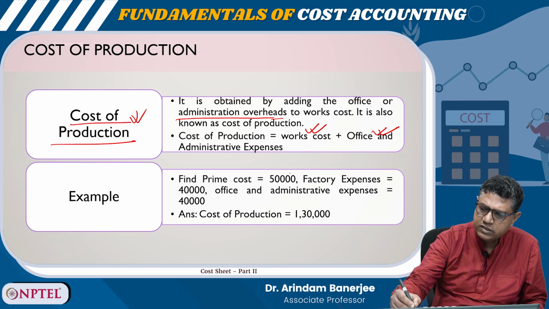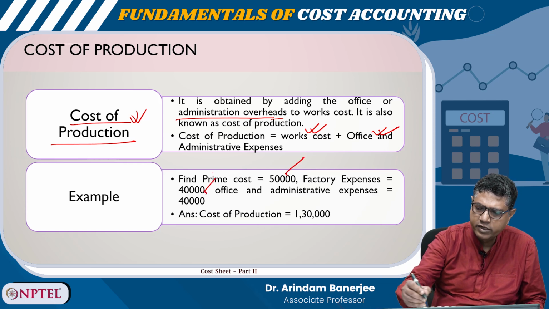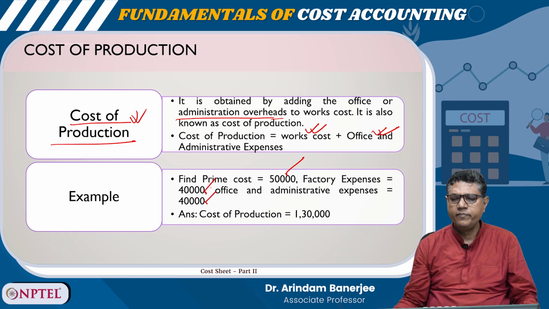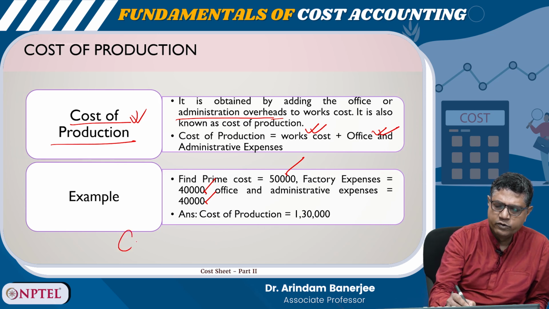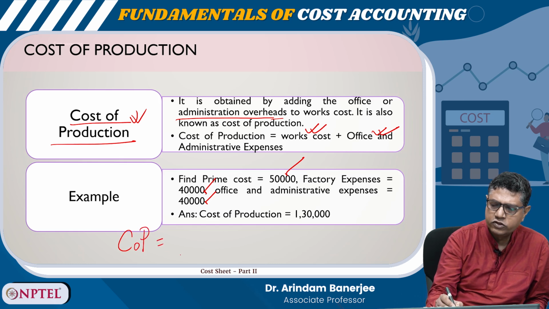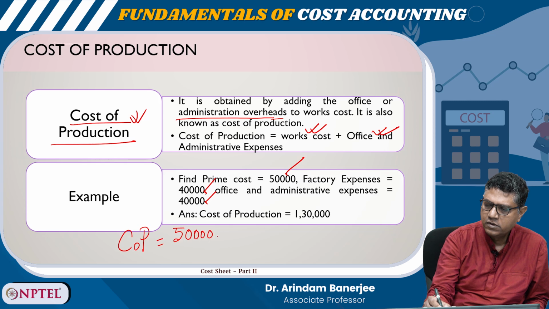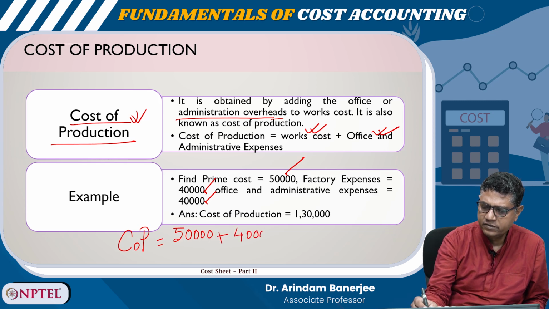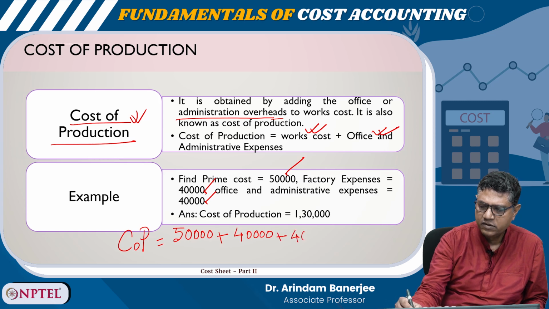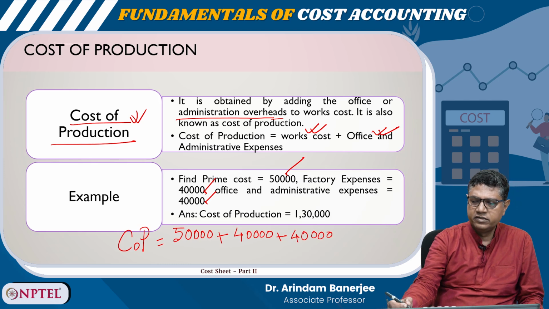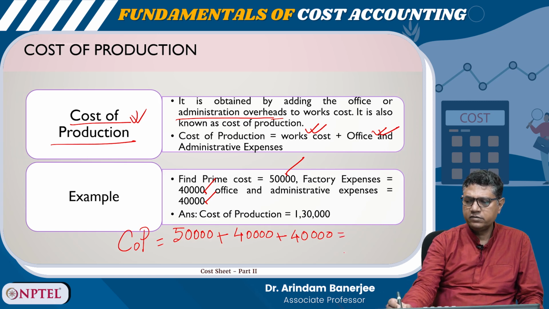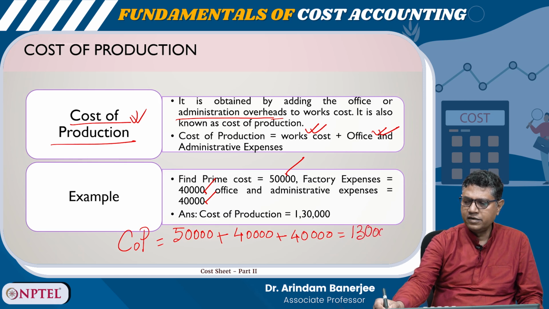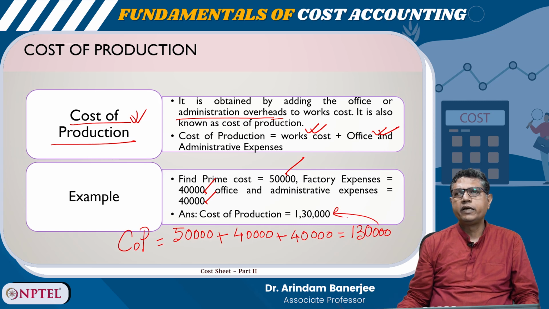Now, find the cost of production where prime cost is equal to 50,000, factory expenses is equal to 40,000, office and administrative expenses is equal to 40,000, right? So, I need to calculate the cost of production. So, cost of production is equal to prime cost plus factory overhead plus the administration overhead, right? If I add these three, how much am I getting? I am getting 1,30,000, which is the same as this, right? So, this is my cost of production.